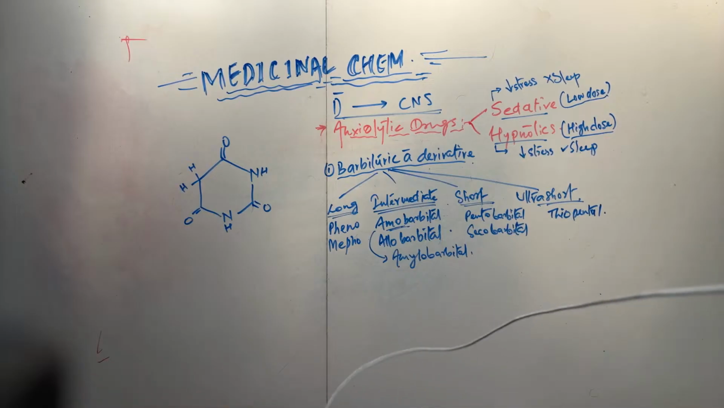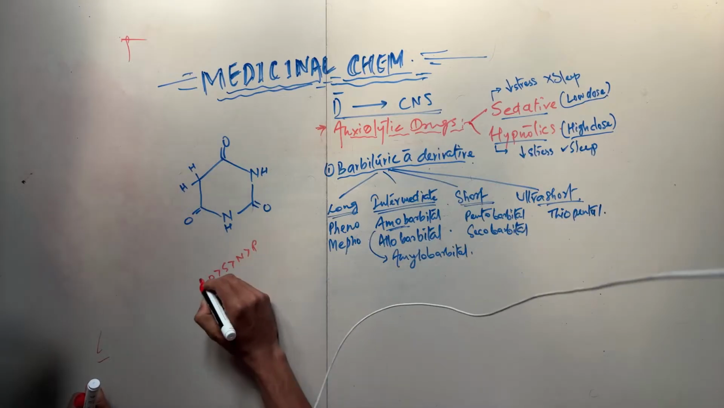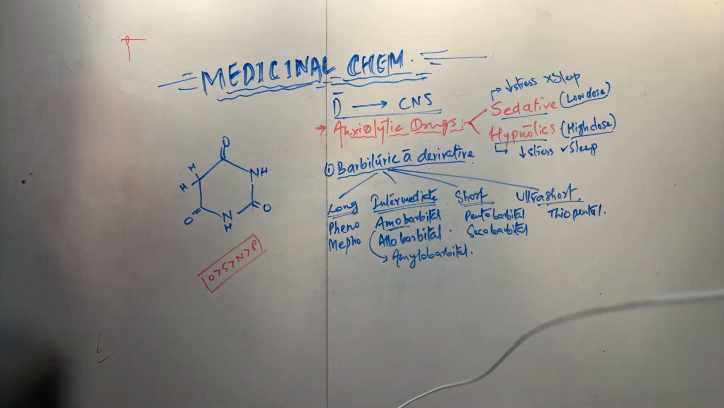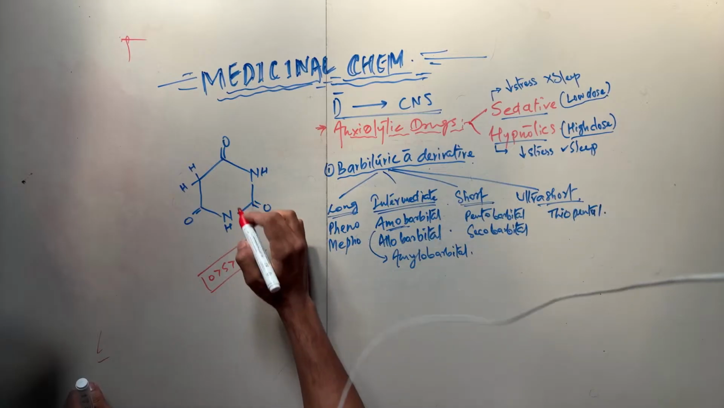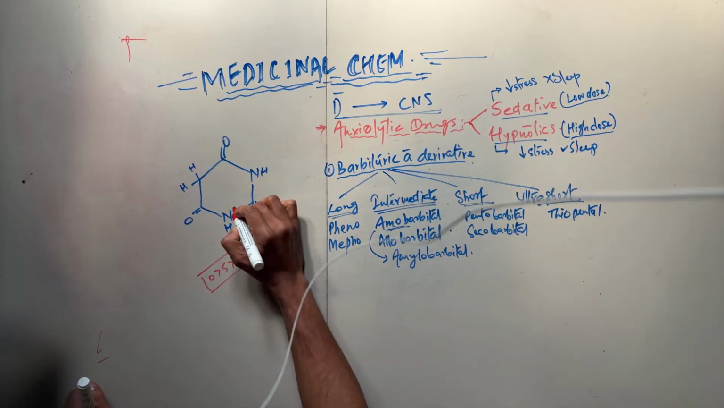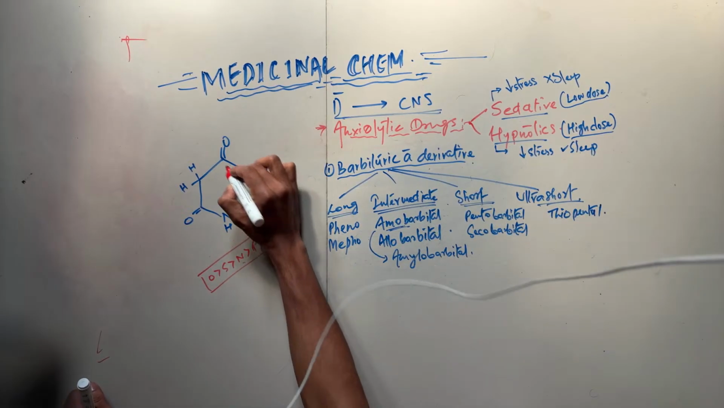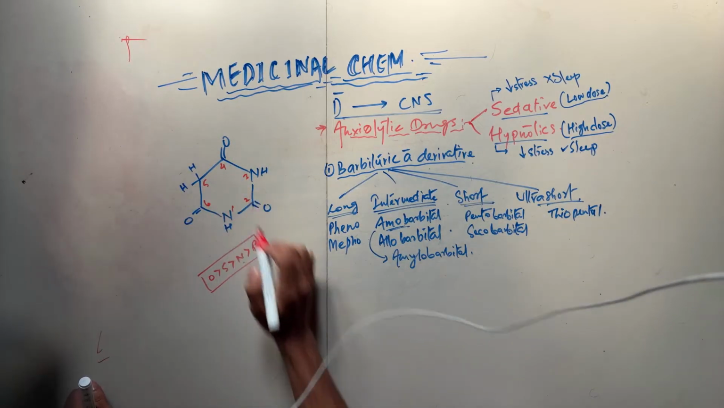Numbering will start according to OSNP. If you remember that or not, I don't know. What is OSNP? OSNP is the priority list for numbering a heterocyclic compound. So numbering will start from nitrogen. According to this, nitrogen is there, so numbering will start from nitrogen, right? So 1, 2, 3, 4, 5, 6. So how many members? 6 members are there.